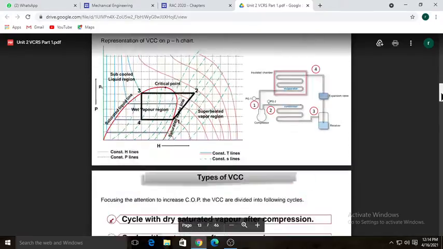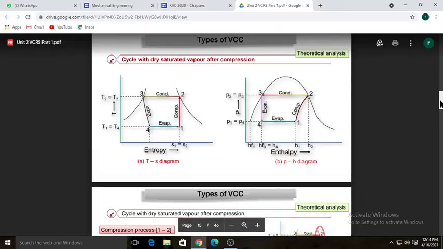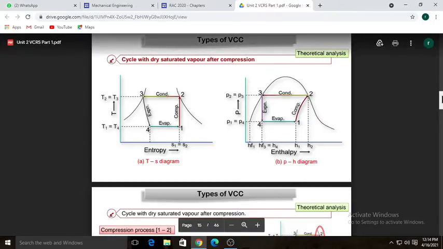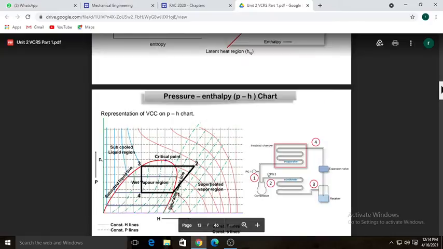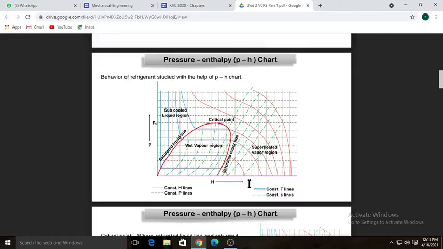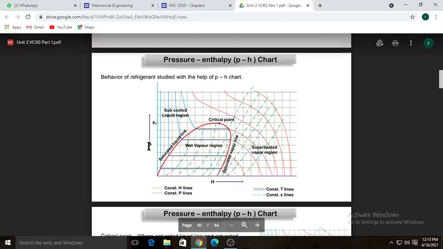Here it is the pH diagram, and alongside we have temperature and entropy. We need to show this vapor compression refrigeration cycle, with compression, condensation, expansion and evaporation, on the pH and TS diagram. Initially we are going to see what this pH diagram is and what is contained in this pH chart. In the pH chart, H is enthalpy and P is the pressure. P is indicated on the y-axis and H is shown on the x-axis.